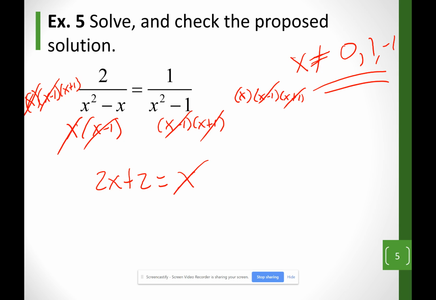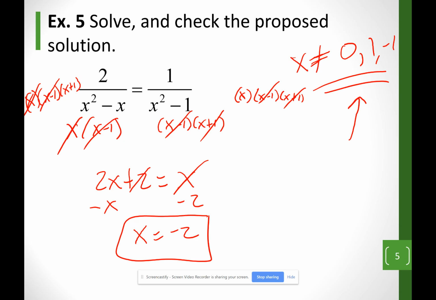I'm going to subtract an x. I'm going to subtract a 2. And I get that x is equal to negative 2. First, let me check which values I cannot choose for x. Negative 2 is not one of them. All right, so this one does have a solution. x equals negative 2.